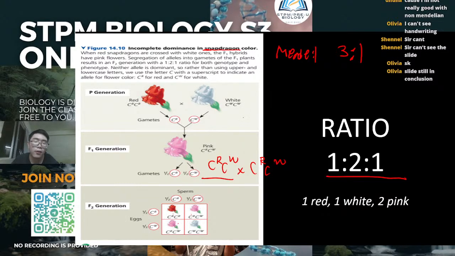Okay, so now I will proceed to codominance. In conclusion, for incomplete dominance, it means the phenotype is somewhere in the middle. The main difference is about the hybrid organism. According to Mendel, the hybrid organism will express the dominant phenotype characteristic. But in incomplete dominance, the hybrid organism will express a variety somewhere between the parents. So red and white become somewhere in between, like pink color. It is totally different from Mendel.